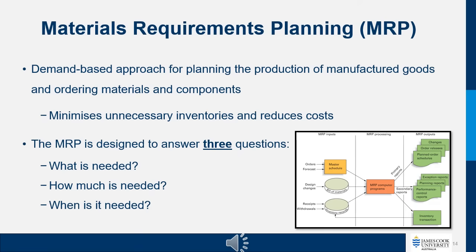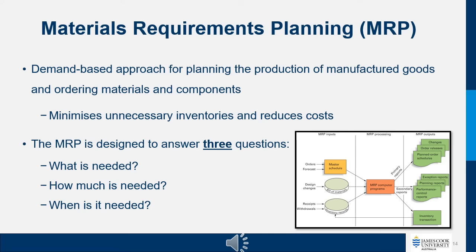Material requirements planning (MRP) is a demand-based approach used to plan the production of manufacturing goods and manage the ordering of materials and components needed for production. The objective of MRP is to minimize unnecessary inventory, reduce costs, and ensure timely availability of the materials.